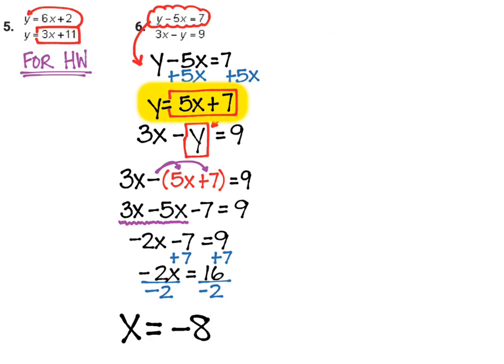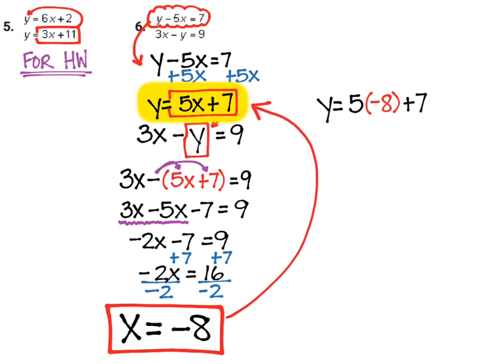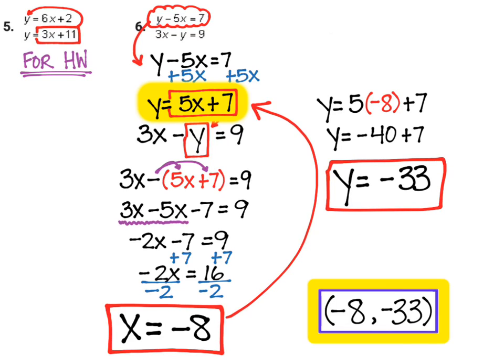Well, what do we do with that? We're going to plug it back into this equation that says, oh, I know what y is. Y is 5 times x, which I've solved for, plus 7. So we put 5 times our negative 8, which is our x, plus 7. Well, 5 times negative 8 is negative 40. Negative 40 plus 7 is negative 33. So I have my x, I have my y. We write our ordered pair.